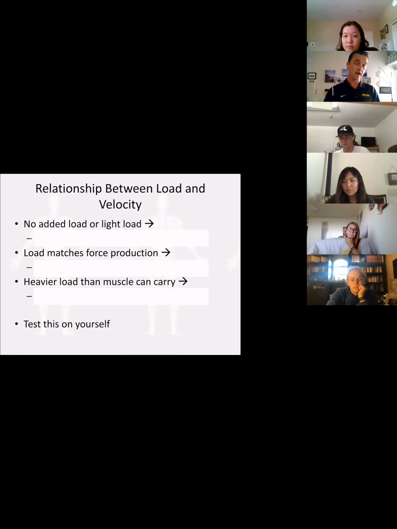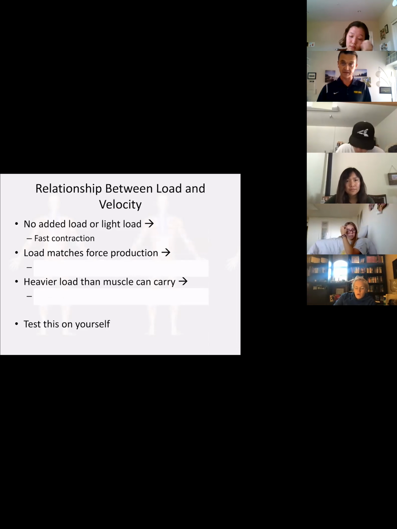Another one here that we need to think about when we think about how a muscle is contracting is the amount of load we have on the muscle and how that relates to how quickly a muscle can contract. So if we use our same example of a biceps curl and we don't put any load at all on our biceps and we just contract as hard as we can, so that's the top one, no added load or very light load, we can contract very rapidly, right? We can contract super fast.